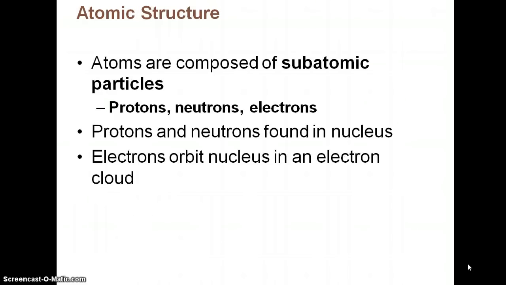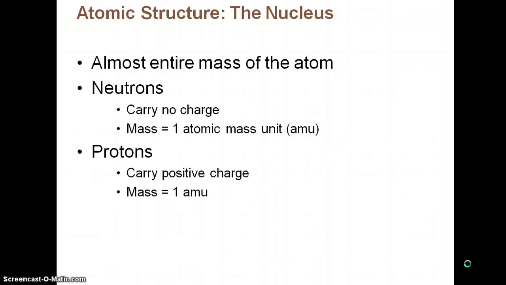So looking at atomic structure, atoms are composed of subatomic particles: protons, neutrons, electrons. The protons and neutrons are found in the nucleus, and the electrons are going to be orbiting the nucleus in the electron cloud. Almost the entire mass of an actual atom is going to be found within the nucleus of the atom. In the nucleus is where you find neutrons and protons.